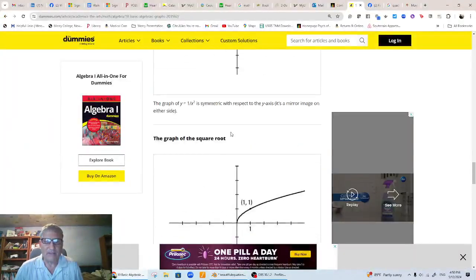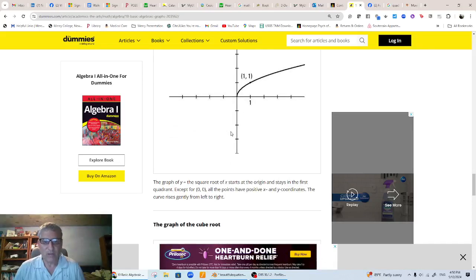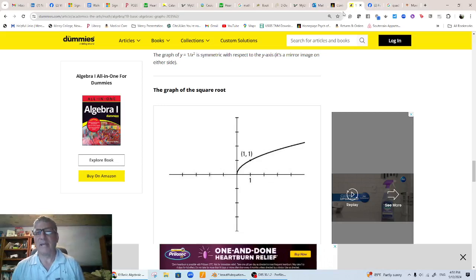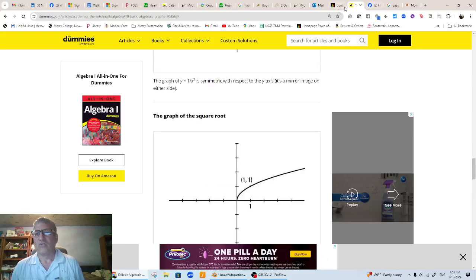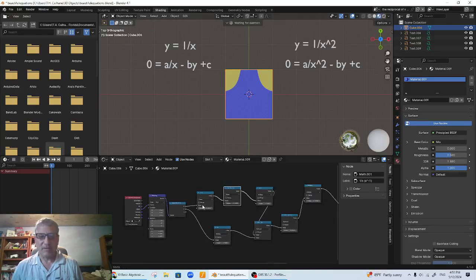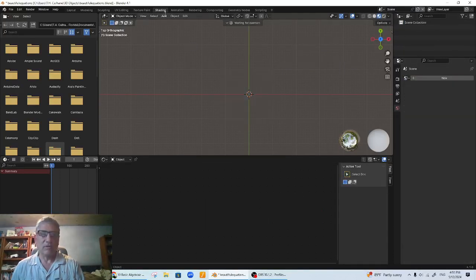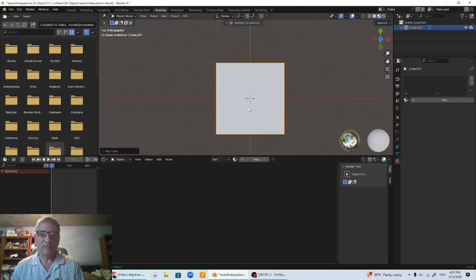Fun to know. Now the graph of the square root. Y equals the square root of x. Well, we already kind of have that. So when we go to square root of x, I might as well just copy it and redo it. Okay, so we're going to do all of this and copy it. We're going to make a new scene. We are going to add a cube. We have our cube.